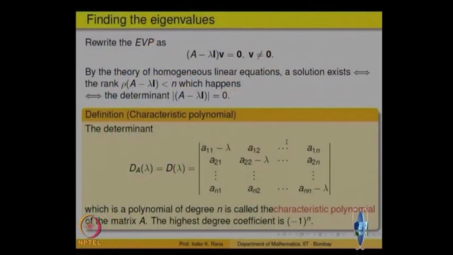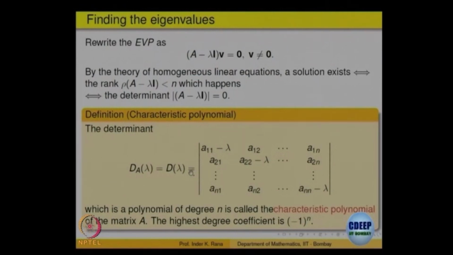Nullity should be at least bigger than or equal to 1, right. The rank should not be full, that means the matrix should not be invertible, and in terms of determinant, that says determinant of A minus lambda I should be equal to 0, right. So, let us give that determinant of A minus lambda I also a name. That is called the characteristic polynomial of the matrix.